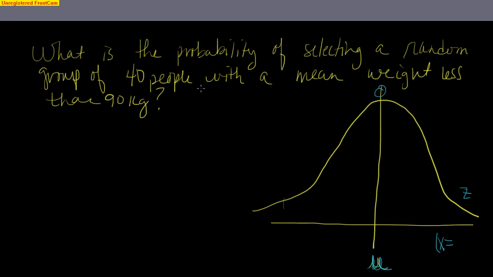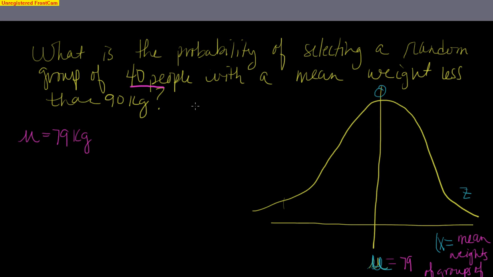All right, let's say I ask the question, what is the probability of selecting a random group of 40 people and that they will have a mean weight less than 90 kilograms? Okay, so that changes my graph now. Now instead of x being the individual weights of people, it is the mean weight. These are mean weights of groups of 40. Okay, groups of 40. But the rest, my mean is still the same. My mean is 79. Mean equals 79.